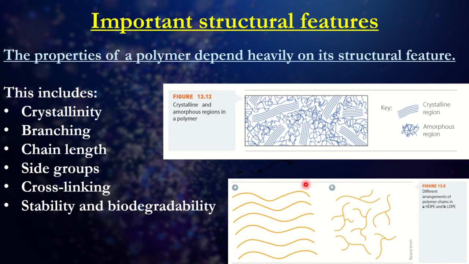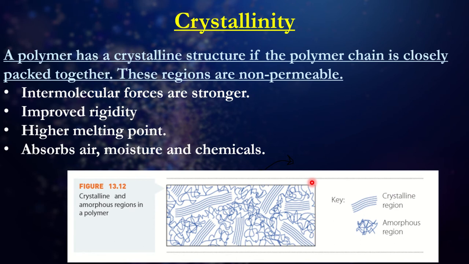There's a couple of important structural features we can talk about: crystallinity, branching, chain length, side groups, cross-linking, stability, and biodegradability. Now we kind of know what these all are from the previous lesson, but let me just go through them really quickly.